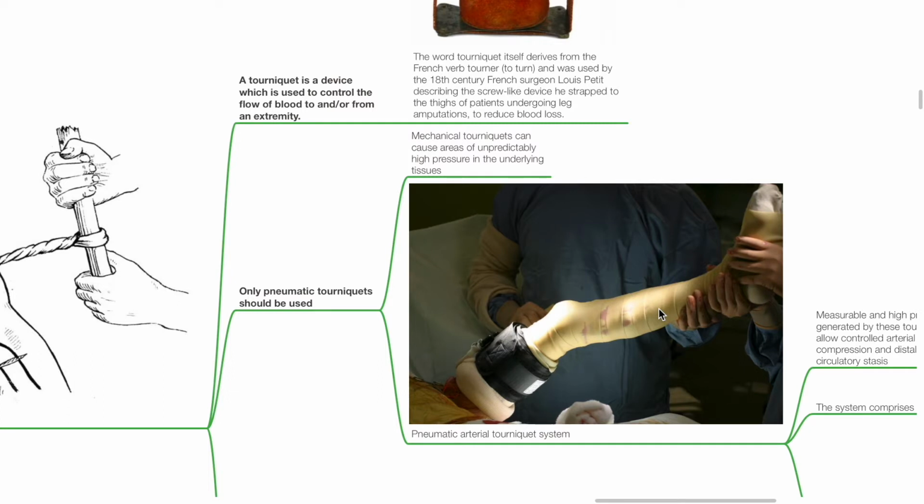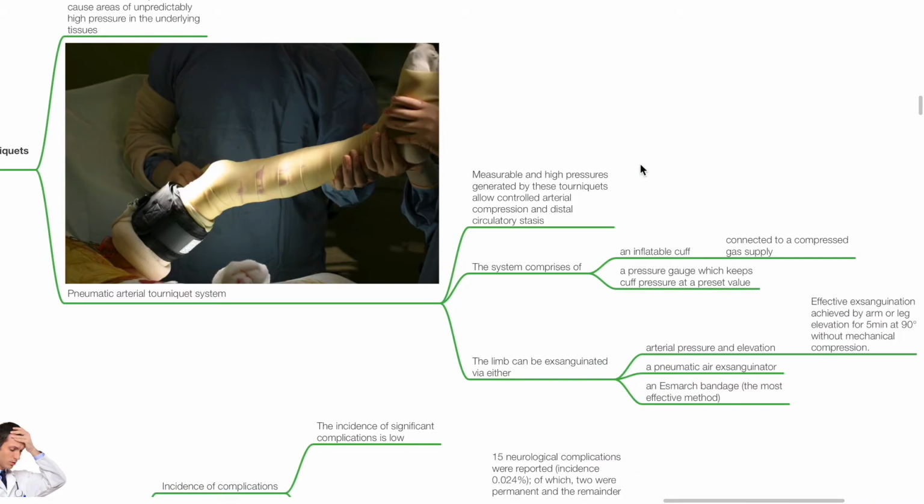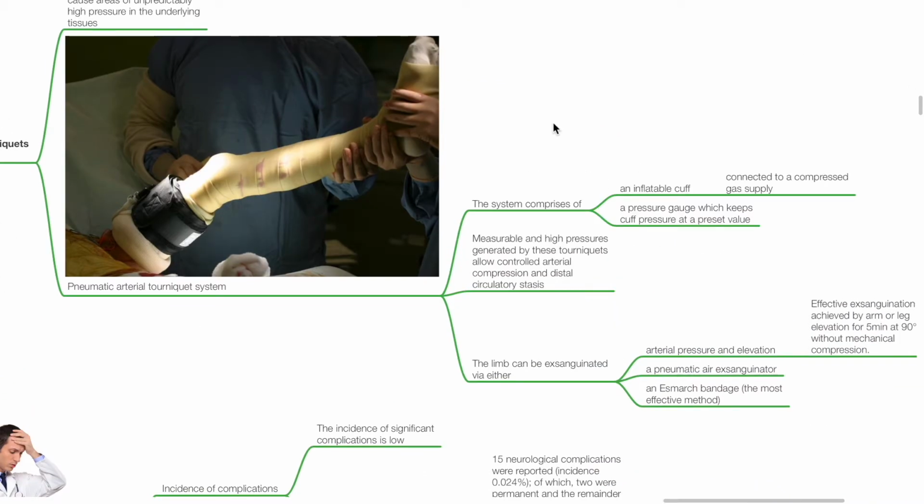Mechanical tourniquets can cause areas of unpredictably high pressure in the underlying tissues. A pneumatic arterial tourniquet system comprises an inflatable cuff connected to a compressed gas supply and a pressure gauge which keeps cuff pressure at a preset value. Measurable and high pressures generated by these tourniquets allow controlled arterial compression and distal circulatory stasis.